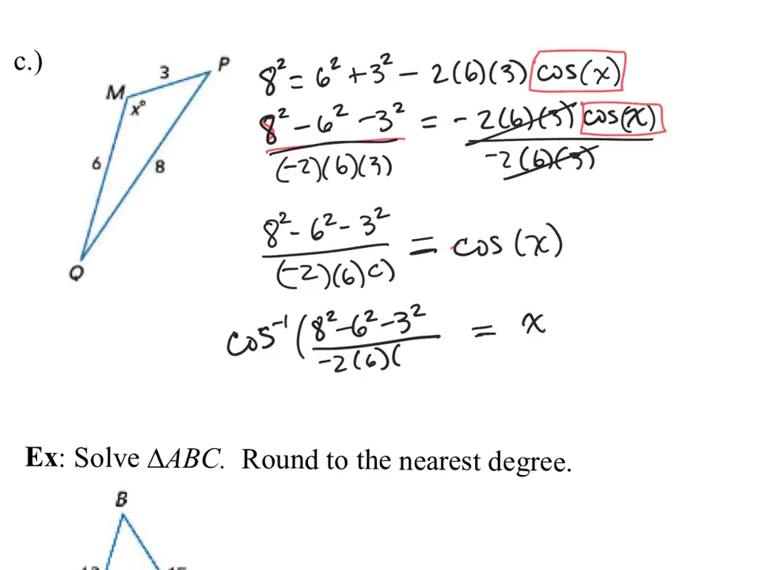I noticed I wrote a C there, up here. Sorry if I confused you and wrote C there. That should have been 3, right? We're dividing by negative 2 times 6 times 3. So let me fix that, and my apologies if I confused you.